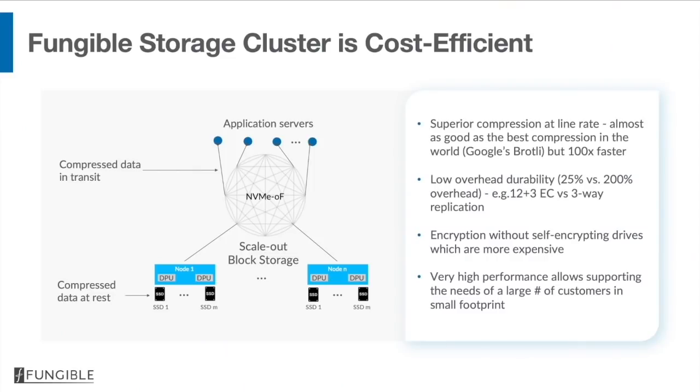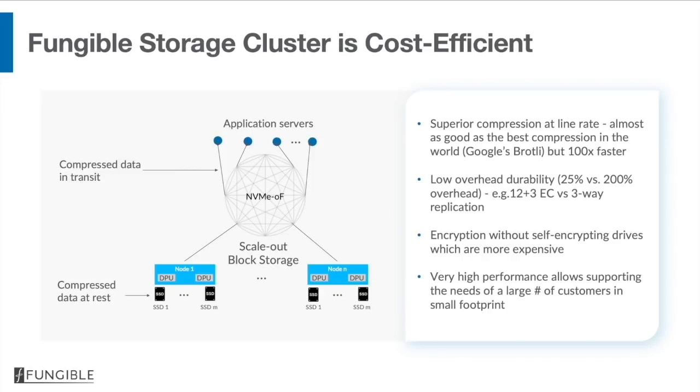Now, let's talk about why the fungible storage cluster is cost efficient. Number one, we have superior compression. Our compression is as good as the best in the world, widely thought to be Google's Brotli. Second, we have extremely low overhead durability. As we said, we do cross-node erasure coding. 12 plus 3 erasure coding has only 25% overhead. When people do three-way replication, there is 200% overhead. That makes a big difference.